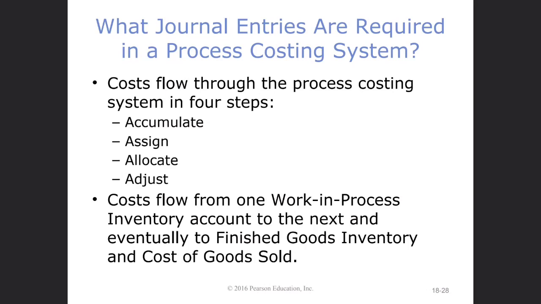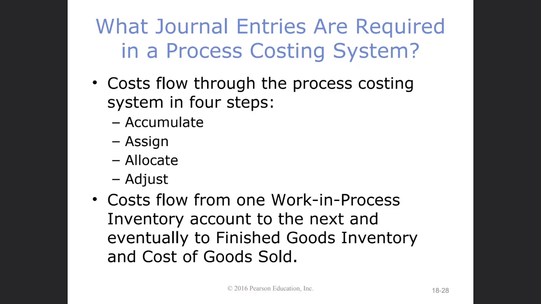So assign cost is when you say, okay, this is the price of the Chick-fil-A sandwich. Accumulate cost is you are accumulating the cost of the item. Allocate cost, you're allocating the cost to the different items.